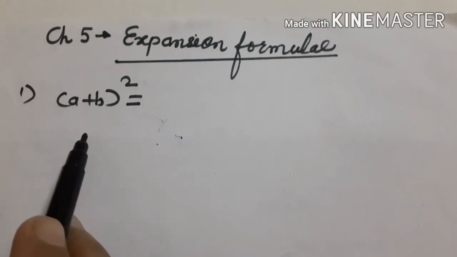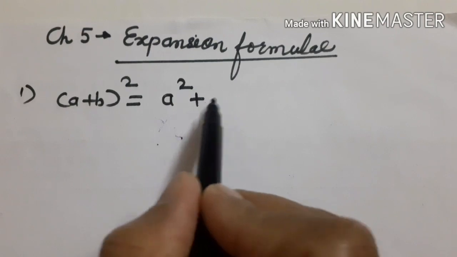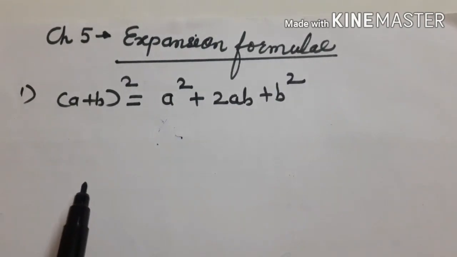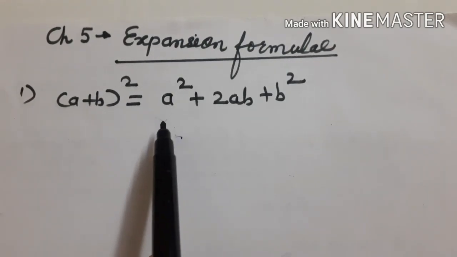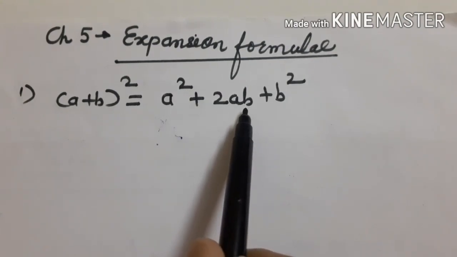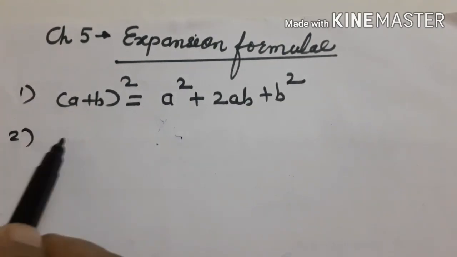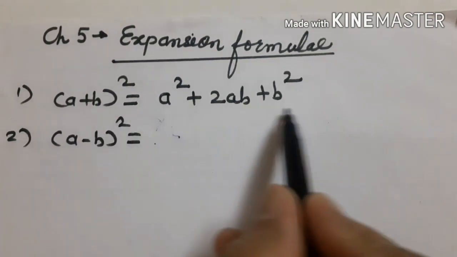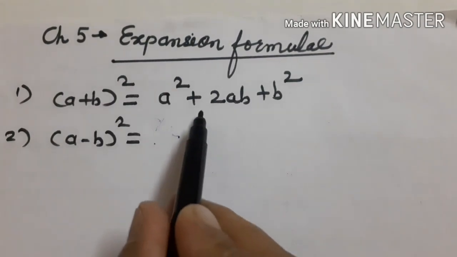Now the expansion of this a plus b bracket square is a square plus 2ab plus b square. Means a is the first term and b is the second term. You remember like that: first term square plus 2 into first term into second term plus b square. Now the second one, a minus b bracket square.